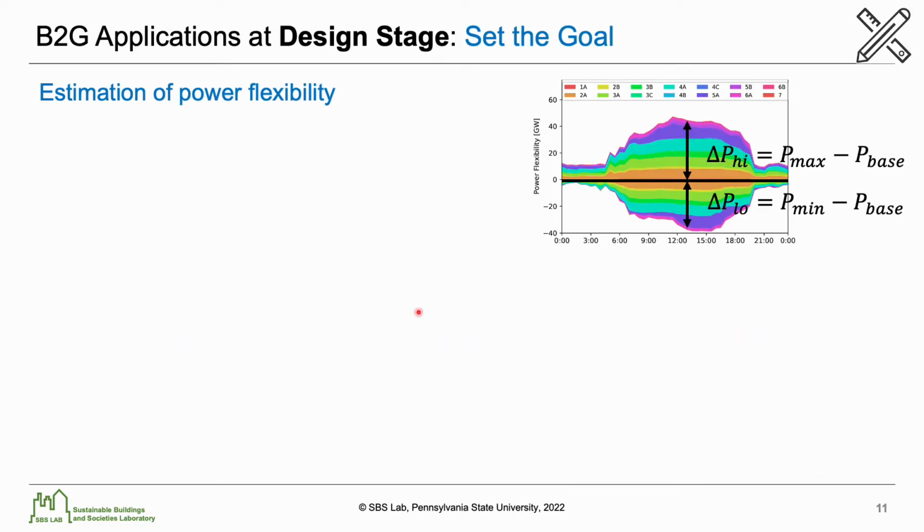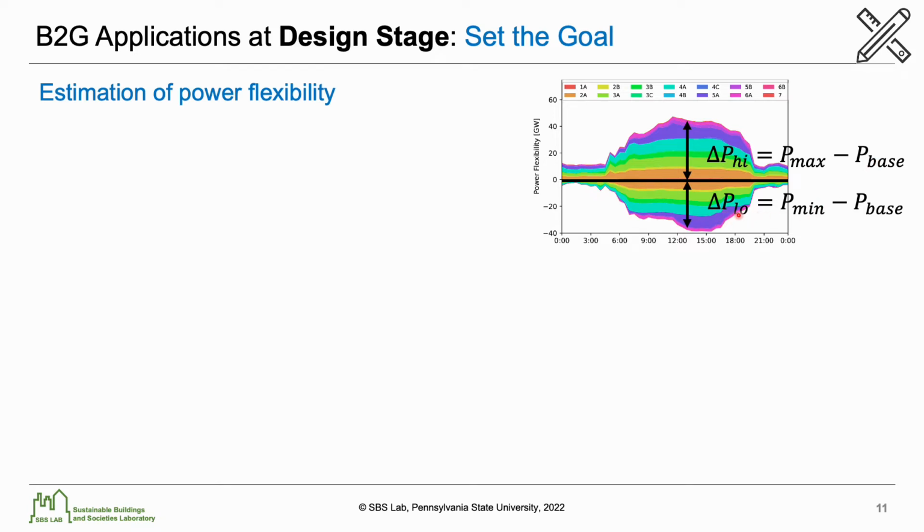To apply B2G in the design stage, the first thing we need to do is set a goal. Here it is to estimate the power flexibility the buildings can provide. As we can see from the right figure, the delta P high is the amount of power demand we can increase when needed. So this is P max, which is the maximum power demand, minus P base, which is the baseline power demand. The baseline is when we don't apply any B2G control.